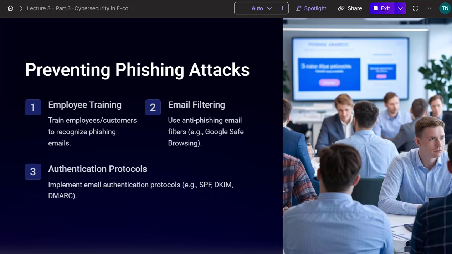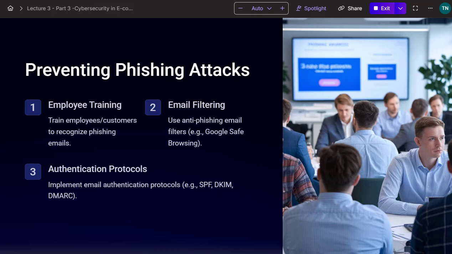Now we look at measures to prevent phishing attacks: employee training, email filtering, and authentication protocols. Phishing attacks are a major threat that can lead to data breaches, financial losses, and reputational damage for organizations. To prevent this attack, we need to focus on three key areas: employee training, email filtering, and authentication protocols.